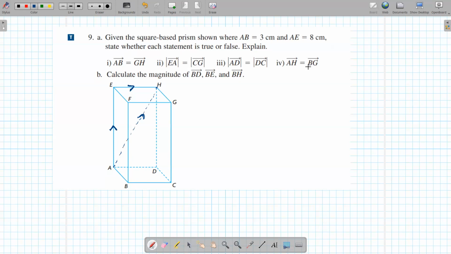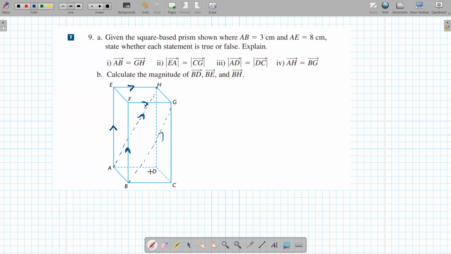It's saying is AH the same thing as BG? How do you get from B to G? You do the same thing. You go up B to F, and then you're going to go from F to G. Then you're going to get this diagonal line here. Are they equal? Yeah, they are equal. They're both diagonal, they're going the same direction, they have the same length.